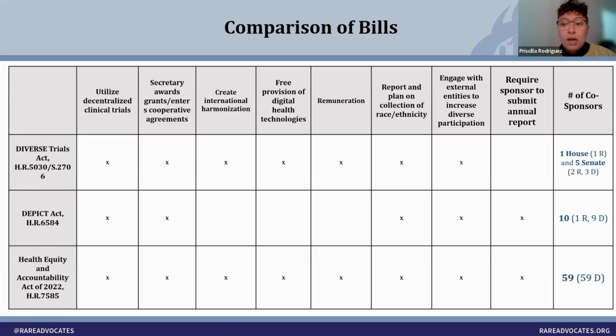As of now, the Diverse Trials Act has 1 House co-sponsor and 5 Senate co-sponsors. The DEPICT Act has 10 co-sponsors, 1 Republican, 9 Democrats, and the Health Equity and Accountability Act have 59 co-sponsors, all Democrats. We're continuing to monitor these 3 diversity bills.